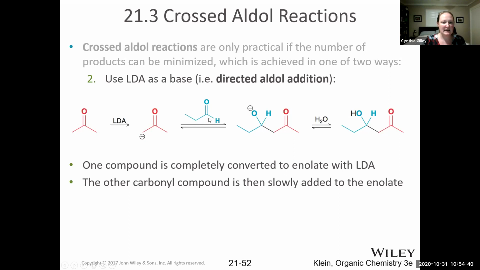And then we add the second aldehyde in a dropwise fashion. It's kinetically faster for the enolate to attack the aldehyde than it is for the enolate to deprotonate the alpha position of the other aldehyde, essentially forming two enolates in solution. So luckily, the nucleophilic attack on this carbonyl carbon of the aldehyde is faster, and we're able to successfully do this crossed aldol reaction, forming the beta hydroxy keto product.